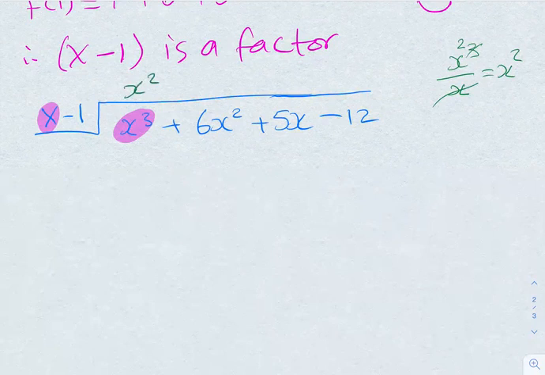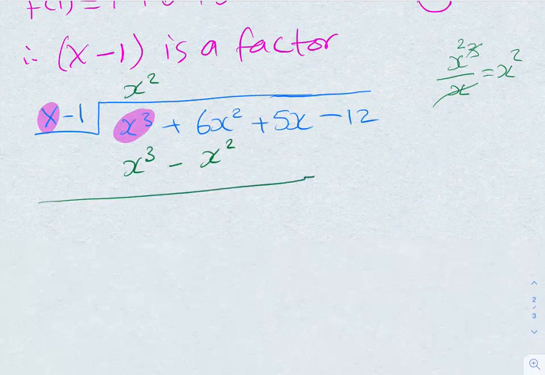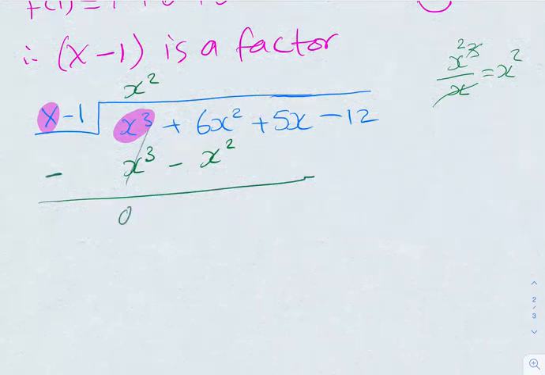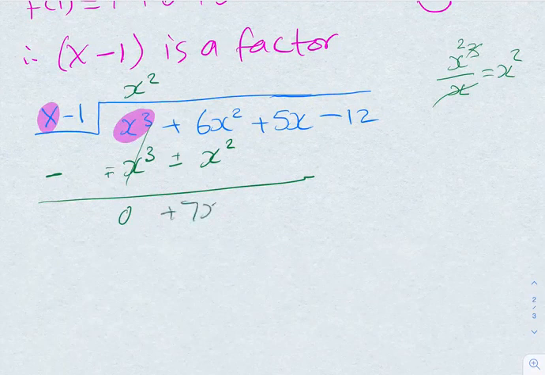x squared times x is x cubed, minus 1 times x squared is minus x squared. Everyone get ready, I'm going to ask you. Now we subtract, so this is going to become 0. And as I said, when we subtract, you change the signs. 6x squared plus x squared is 7x squared. Now I will put this term down, plus 5x.